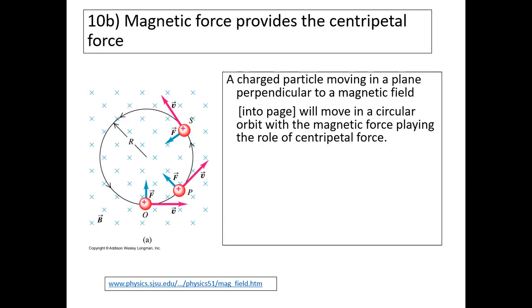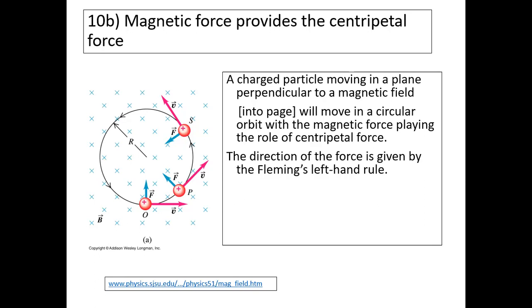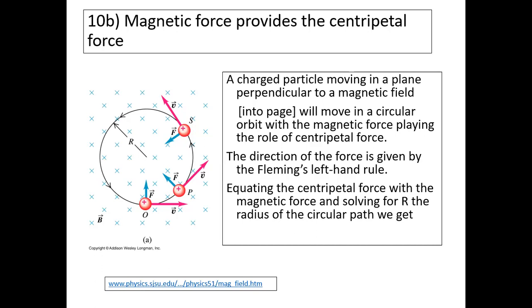Charge moving in a plane perpendicular to magnetic field. This magnetic field is going into the page. It will move in a circular path. Magnetic force plays the role of centripetal force. Direction of the force we can get by Fleming's left hand rule. Then to find the radius, we use magnetic force equals centripetal force. Doesn't matter about small q or big Q, it's up to you to choose. Cancel the v, then you get your radius: take the r down, take the Bq down.